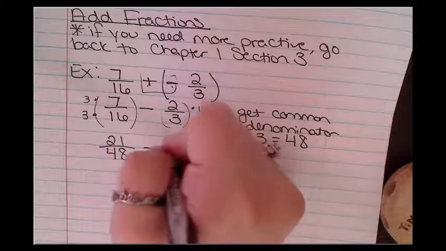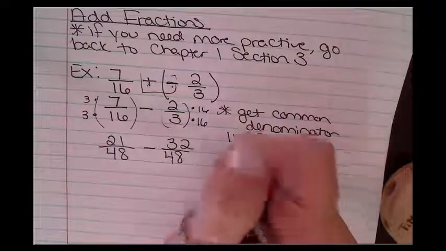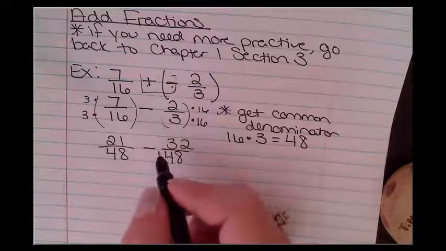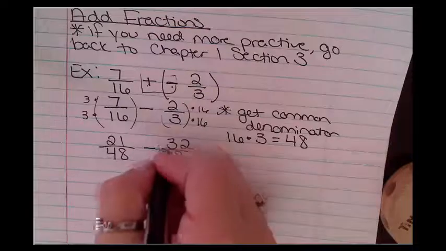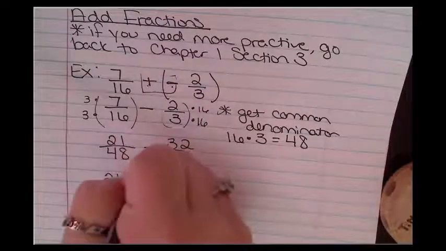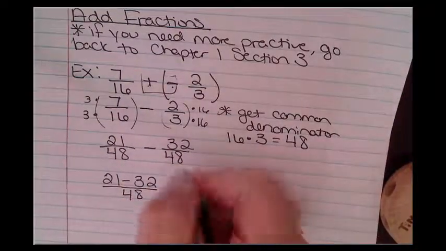So now that we have a common denominator, we can just subtract the tops. So 21 minus 32 all over 48. 21 minus 32 will give us a negative 11 over 48.